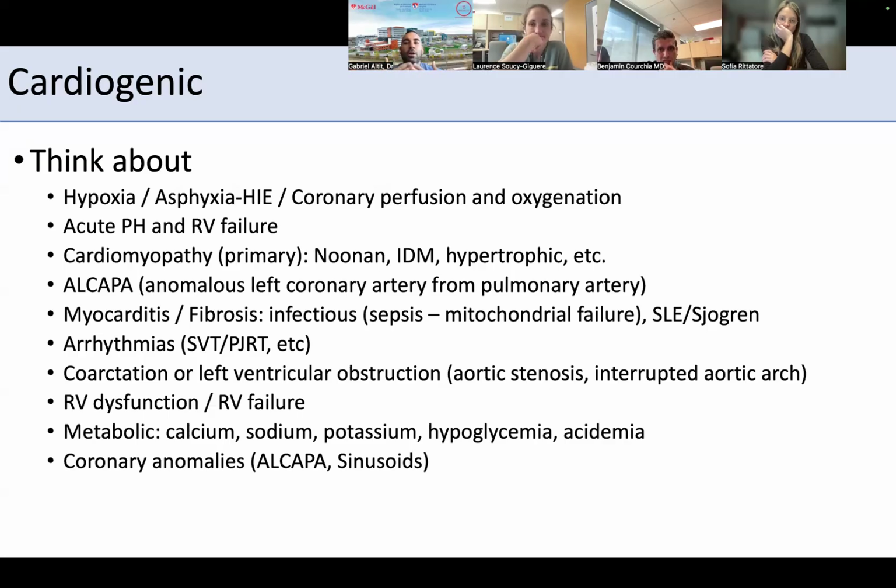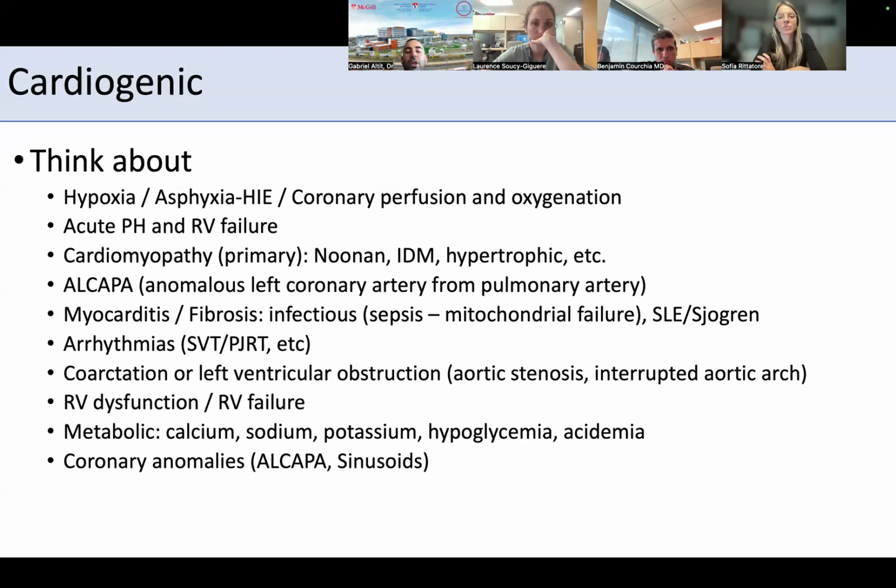Could there be a primary cardiomyopathy? So some of these patients will be born with a genetic disorder like Noonan, hypertrophic cardiomyopathy, dilated cardiomyopathy. They can be infants of diabetic mothers, which is also considered to some degree cardiogenic shock, but is more of an obstructive picture, to be honest.